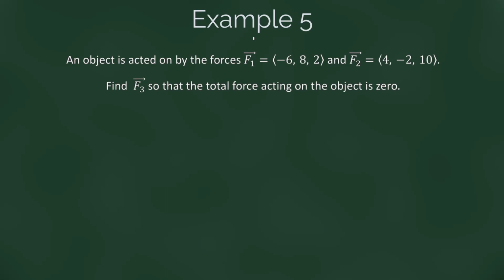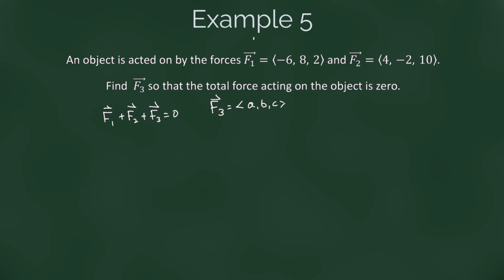In our last example, we've got two forces acting on an object, and we want to find a third force so that the object is in equilibrium, so that all three forces add up to 0. So this works the same as it does in two-dimensional space. We know that we want F1 plus F2 plus F3 to equal 0. So let's just let F3 be the vector, we'll call it A, B, C, just for simplicity.